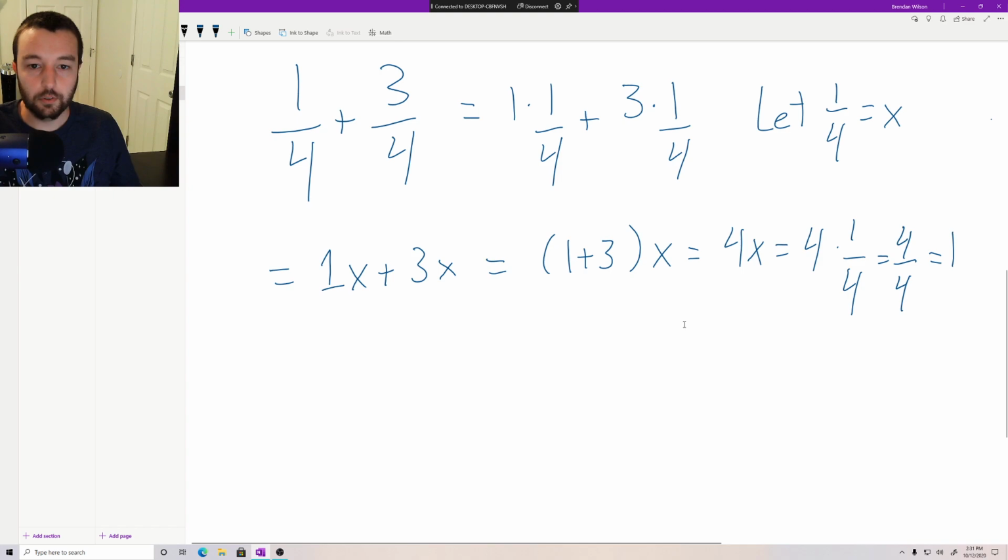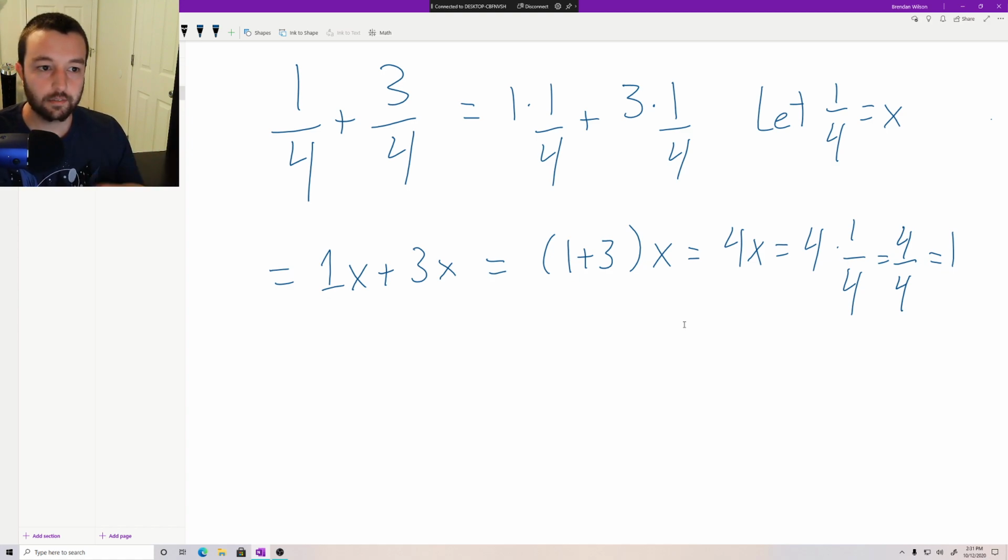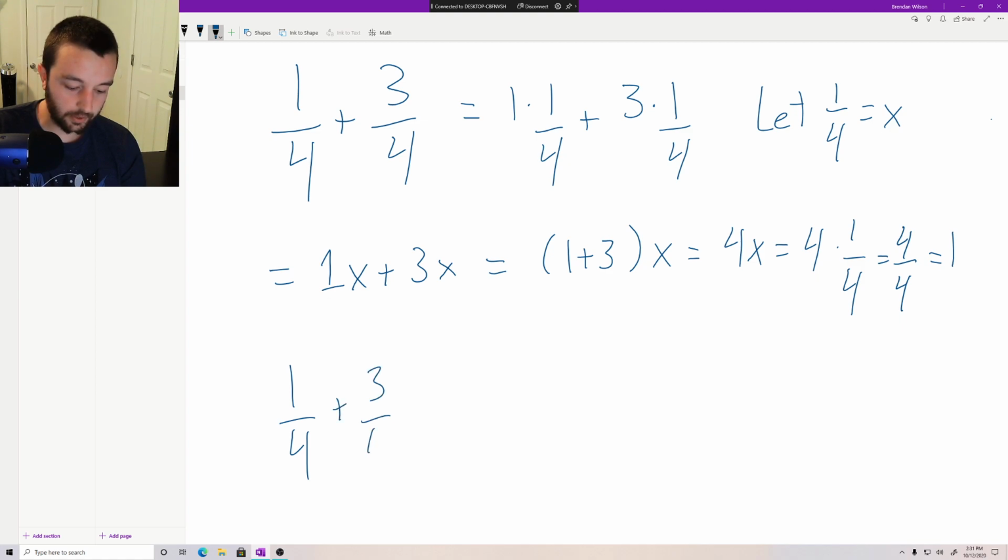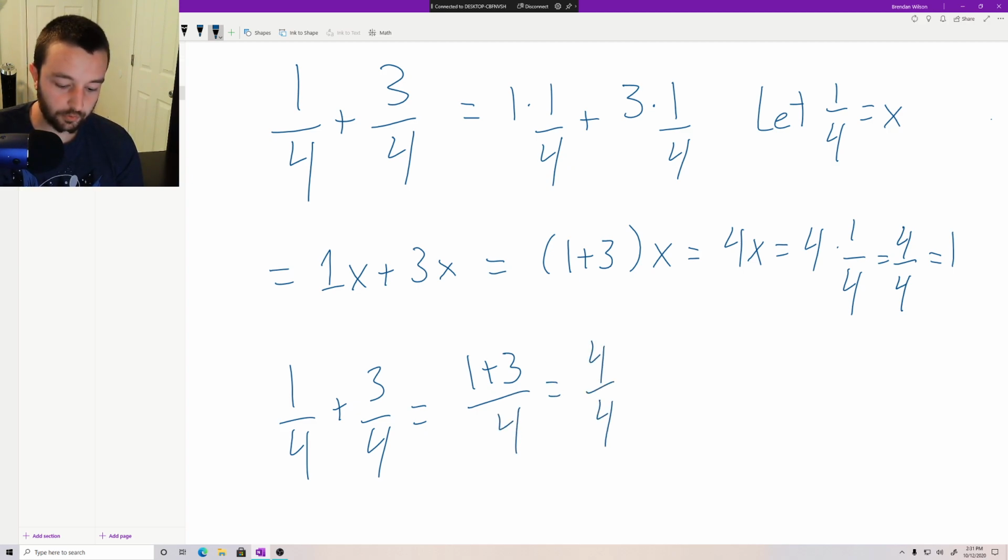So you don't have to do this whole thing every time. You just want to recognize that if two numbers have the same denominator, all we have to do is add their numerators. Okay. So 1/4 plus 3/4, these have the same denominator. So we just add the numerator and we keep the same denominator. Okay. So we get 4/4, which is 1.